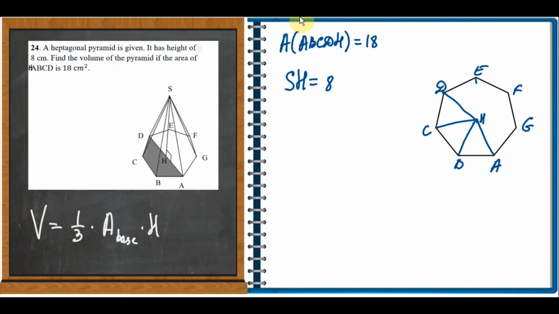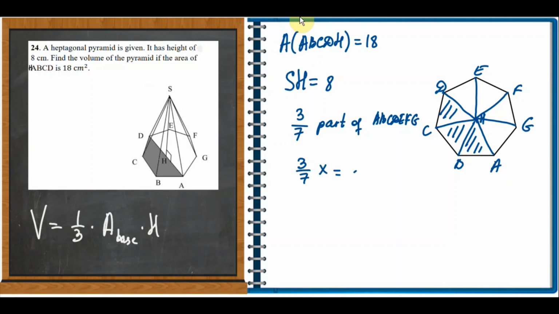If we connect them, we will get seven isosceles triangles. And ABCD is 3 out of 7 parts of the heptagon, right? A, B, C, D, E, F, G. If 3 over 7 part is 18, we can find the total ABCDEFG. X will be 18 divided by 3 over 7, which is 18 multiplied by 7 over 3, and that's simply 6 times 7, which is 42.